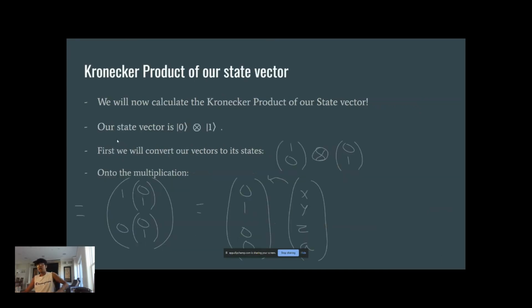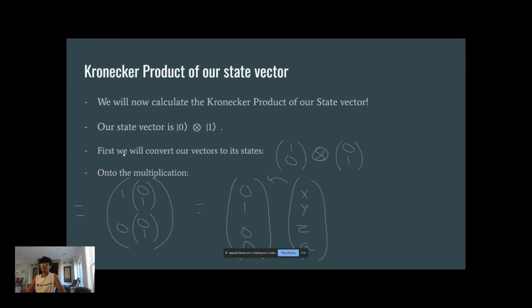So now what we will do is we will calculate the Kronecker product of our state vector, right? So our state vector is 0 tensor 1. So first we're going to have to convert our vectors to their states. So we know that 0 is categorized as a qubit with a state of 1 and a state of 0, as we had mentioned. And then for this one over here for 1, it would just be 0, 1, right?